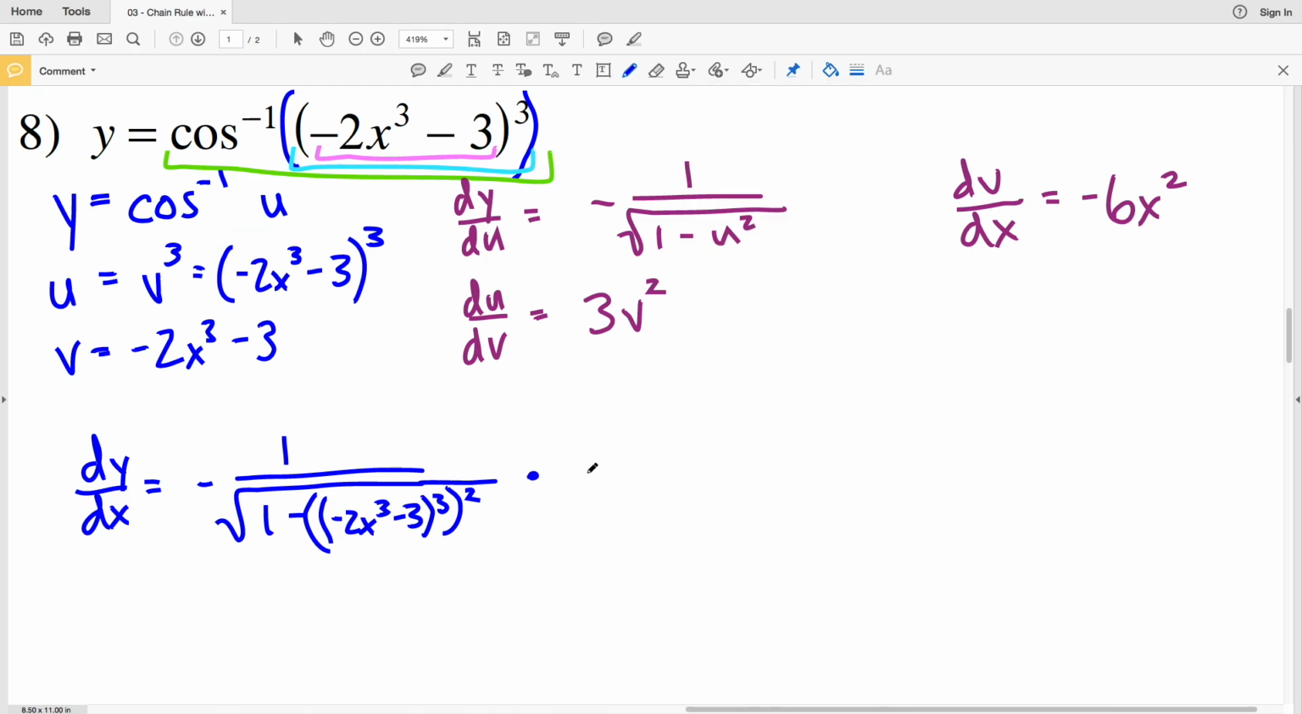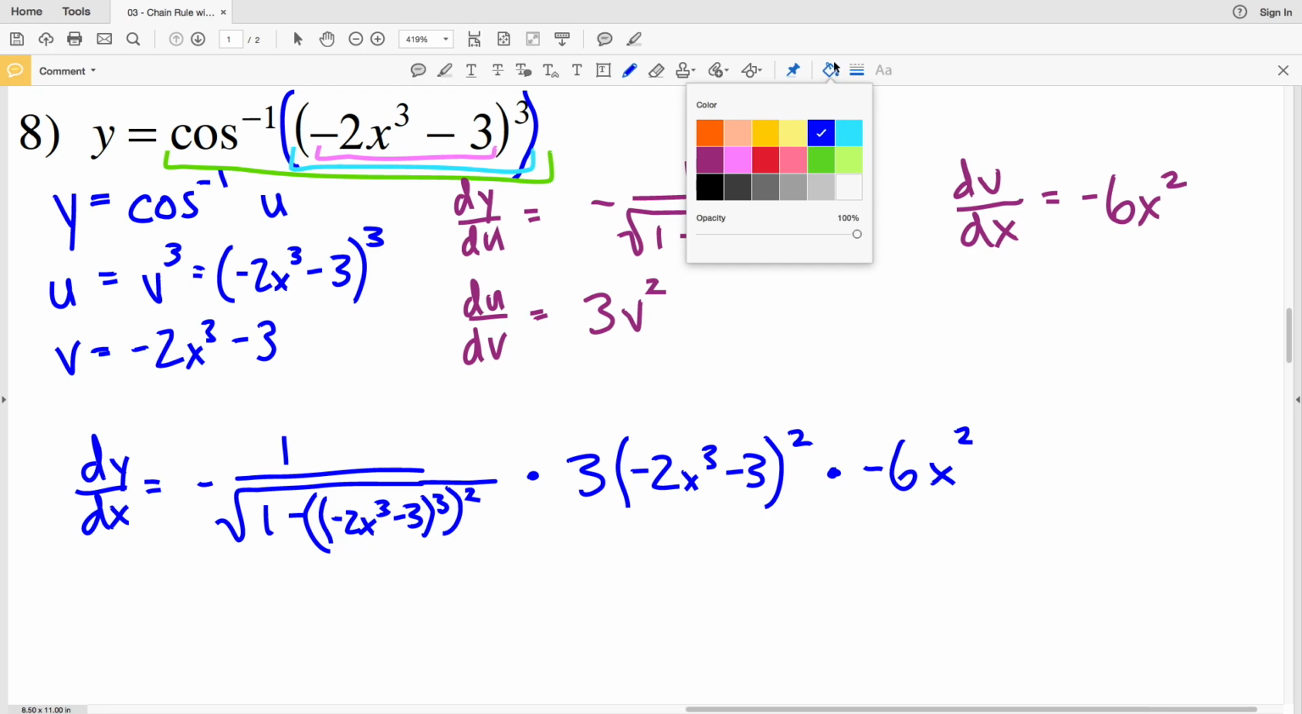So that will get multiplied by the derivative of u with respect to v, which is 3 times v squared, which v we know is negative 2x cubed minus 3 squared, and then that gets multiplied by the derivative of v with respect to x, which is negative 6x squared. So you can see that once we take the derivative of each of those and plug the appropriate functions back in, all we have are x variables in our derivative equation.